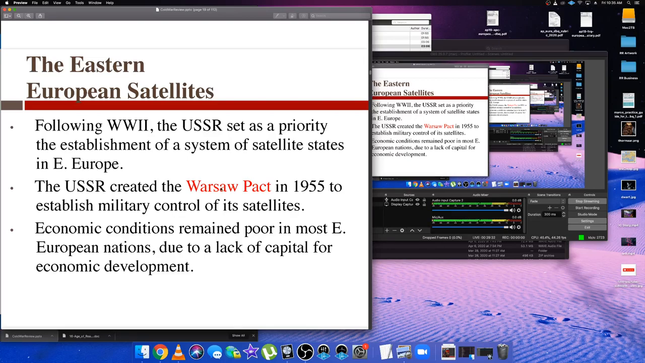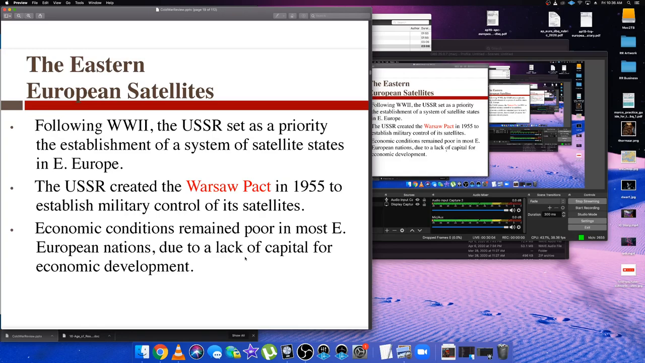Following World War II, the USSR makes it a priority to rebuild themselves by setting up a system of satellite states in Eastern Europe that will protect them from Western incursions into their territories. So the USSR creates this Warsaw Pact to establish military control over what's sometimes called satellite states. When you talk about Bulgaria or Czechoslovakia or places like that, they are known as satellite states because they are controlled distantly by Moscow.